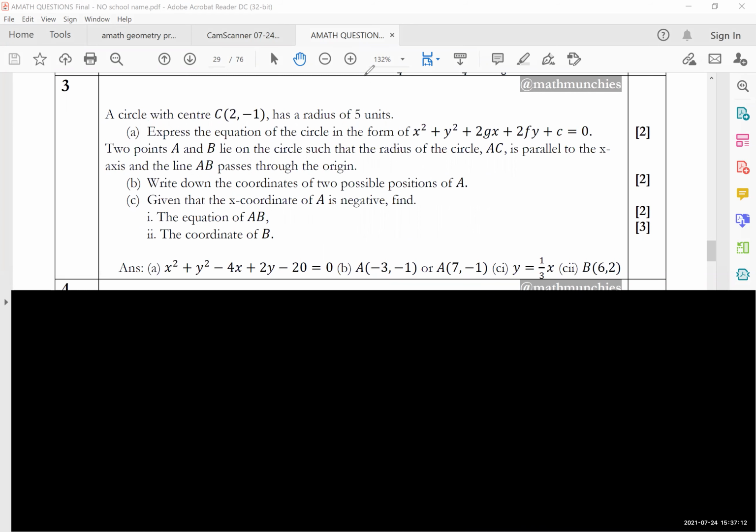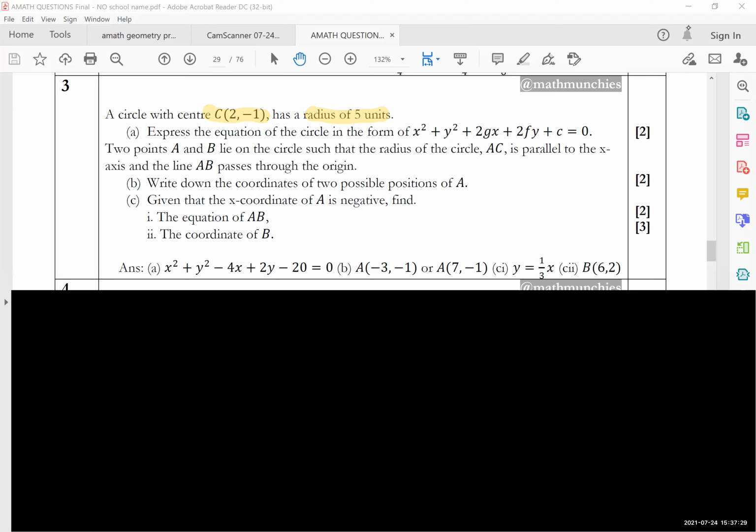So for question number 3 and 4, first thing first, they say that this is the center and a radius of this, and then they ask you to express the equation. So this one is quite simple. All you need to do is follow my notes and then just put in the formula. That's it for A. Next, let's move on to B.